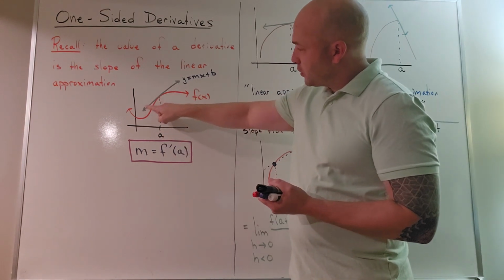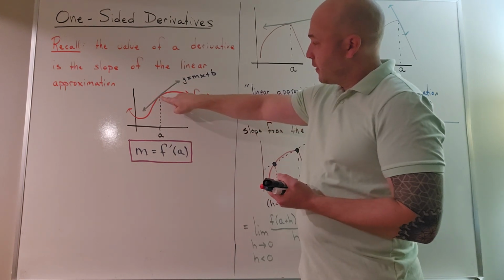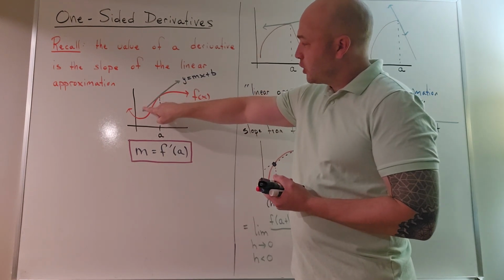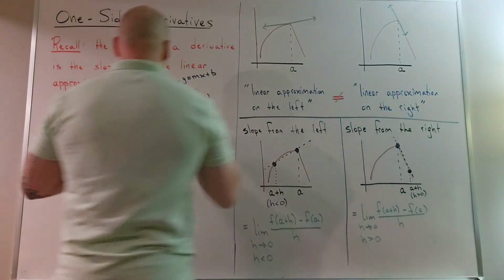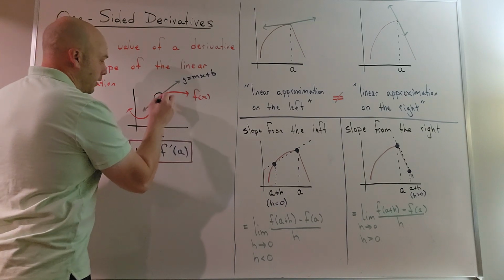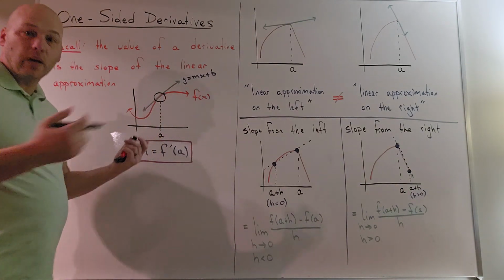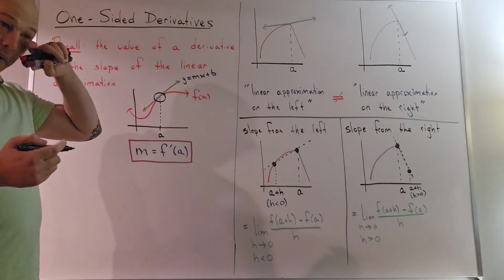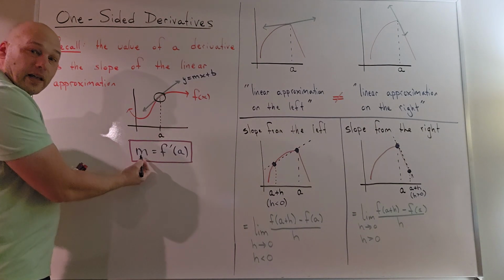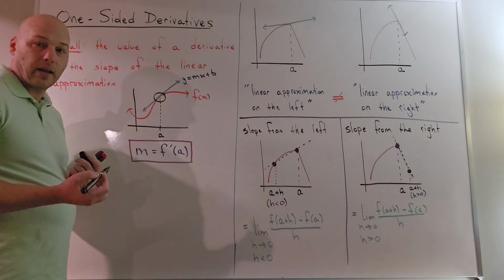Notice that if I draw a straight line that's tangent to that point, this is our point of tangency, the slope of this line, again, that's the line that best approximates the graph on both sides of that point, right? So if I was to zoom in, this green line and the red line become indistinguishable as I get closer and closer. That's the idea of a linear approximation. And the slope of that linear approximation, again, is the derivative evaluated at a.